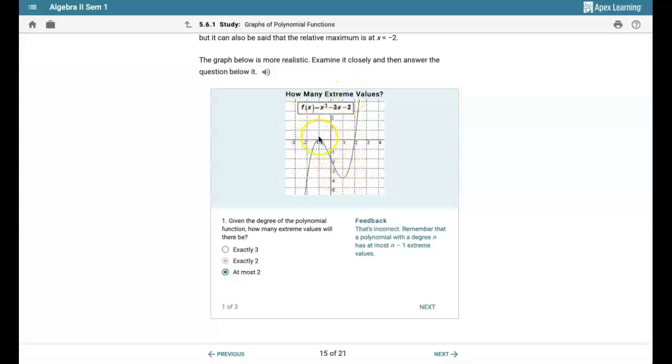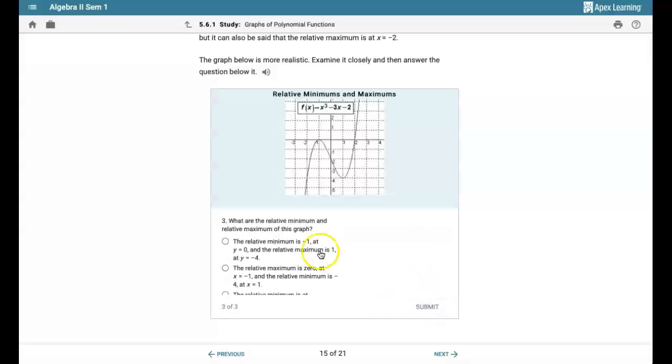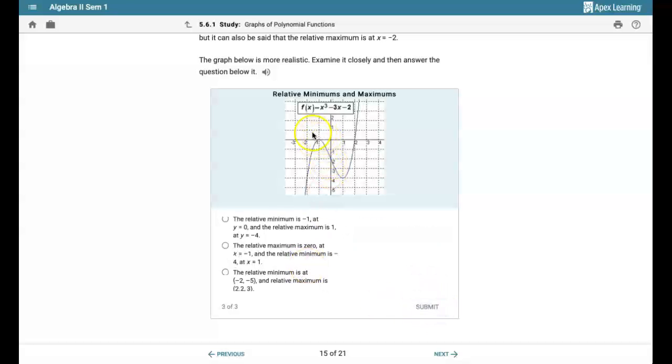So this graph here has 2 extreme values, but based on just the equation x cubed, it can have n minus 1, so 3 minus 1, it can have up to 2 extreme values. Since it says defined for all real numbers, meaning it goes on and on forever, it has no absolute extreme values. But the relative values are obviously right there at -1, 0, and at 1, negative, looks like -4.